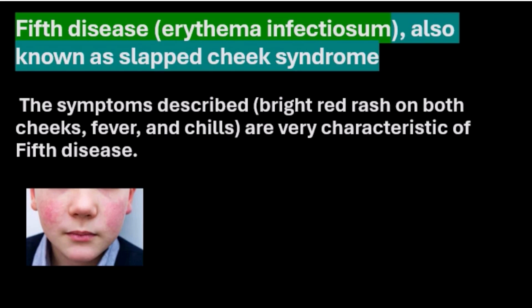Fifth disease, or erythema infectiosum, is also known as slapped cheek syndrome. The symptoms described, a bright red rash on both cheeks, fever and chills, are very characteristic of fifth disease. Here you can see in the diagram, it looks like a slapped cheek. Both sides of the cheeks are reddish in color, and fever plus chills are the characteristics of fifth disease.